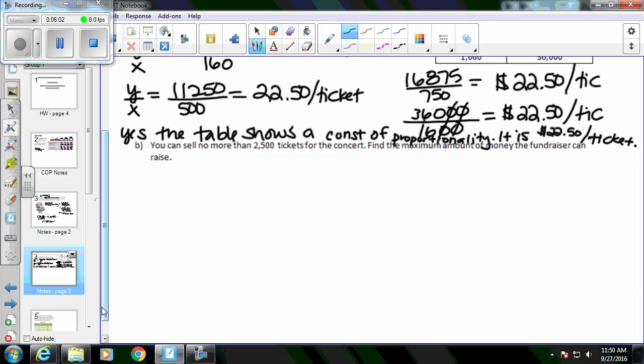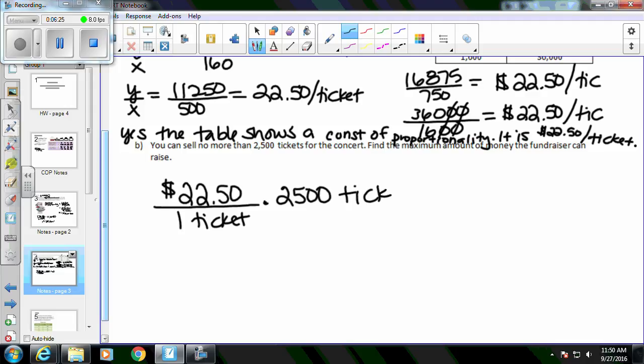We can sell no more than 2,500 tickets for a concert, so we need to find the maximum amount of money the fundraiser can raise. So if we know it's $22.50 per ticket, how much is it for 2,500 tickets? My units cancel, and when I multiply $22.50 times 2,500, we get $56,250.